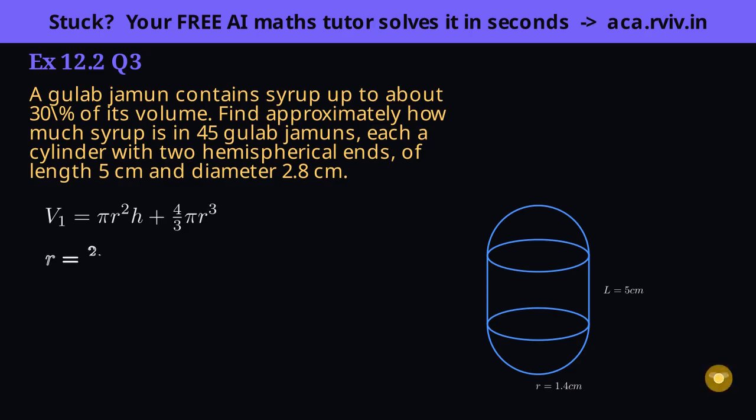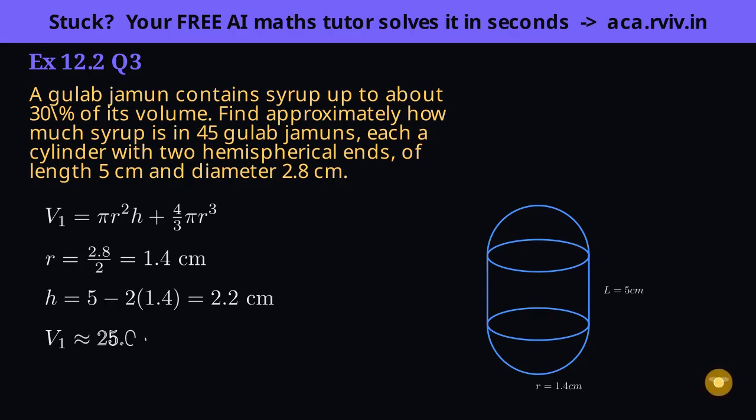The diameter is 2.8, so the radius is 1.4. The total length is 5. Each rounded end sticks out by 1 radius, so the two ends take 2 radii. 2 times 1.4 is 2.8, leaving the cylinder's own length as 2.2. Put it together. Cylinder pi r squared h plus sphere 4/3 pi r cubed, and 1 gulab jamun is about 25.05 cubic centimeters.